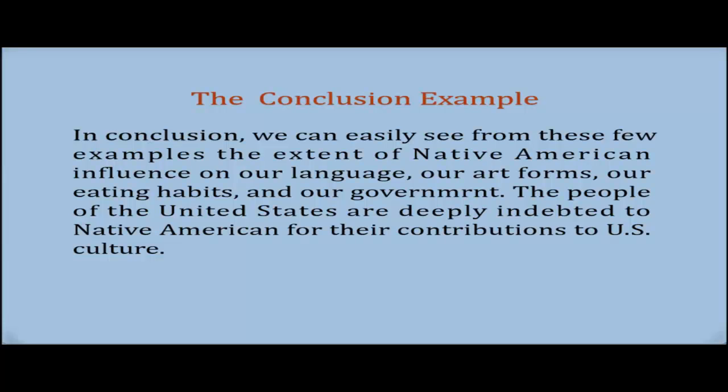Most of the time people will use "in conclusion," but you can also use "thus," "finally," or "in summary," for example. It depends which transition signal you like, but the most commonly used one is "in conclusion." Here it states that in conclusion, we can easily see from these few examples the extent of Native American influence on our language, our art forms, our eating habits, and our government.